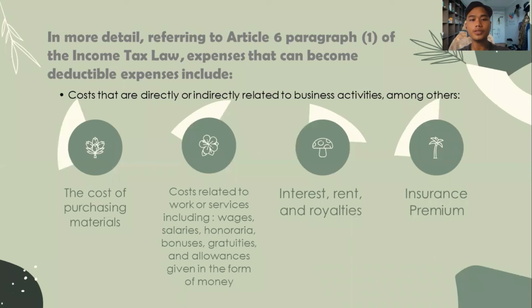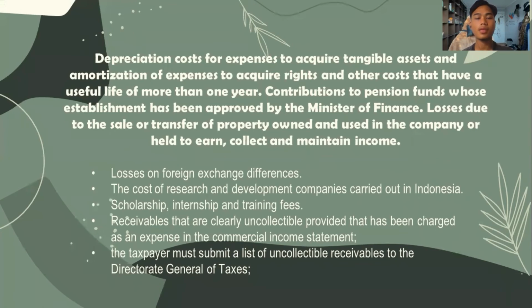The first one is about the cost of purchasing material, costs related to work or service, including wages, salaries, honoraria, bonuses, gratuities, and allowances given in the form of money. The third one is interest, rent, and royalties, and the last one is insurance premium. Depreciation cost for expense to acquire tangible asset and amortization of expense to acquire right and other costs that have a useful life of more than 1 year.